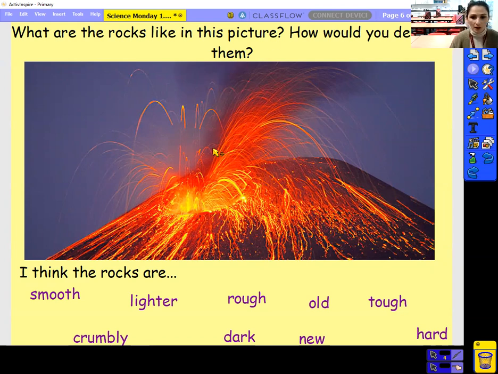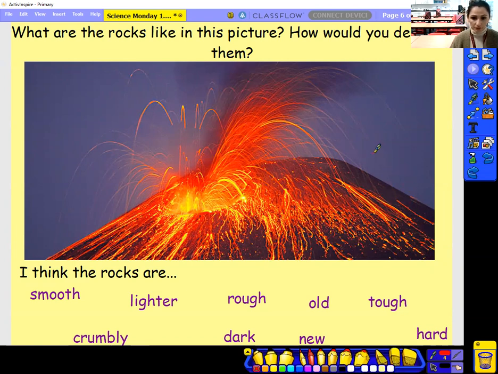So, well done if you said that this picture was of a volcano. Now, some rocks are formed from volcanoes, and we'll be going into that a bit later. And inside of volcanoes is what we call magma. So inside of a volcano, we call it magma. And inside of these volcanoes, there are rocks. Basically, it's molten rock that's been melted.